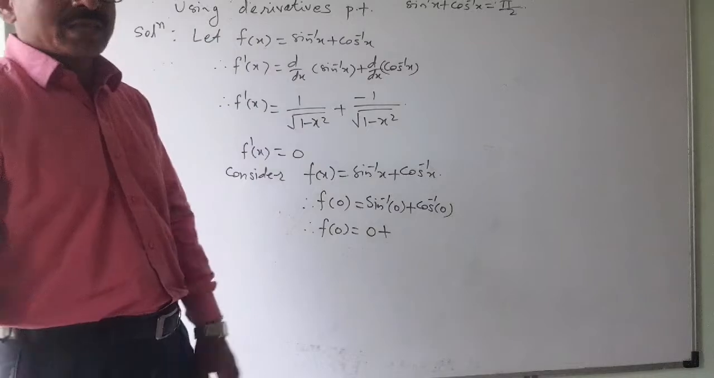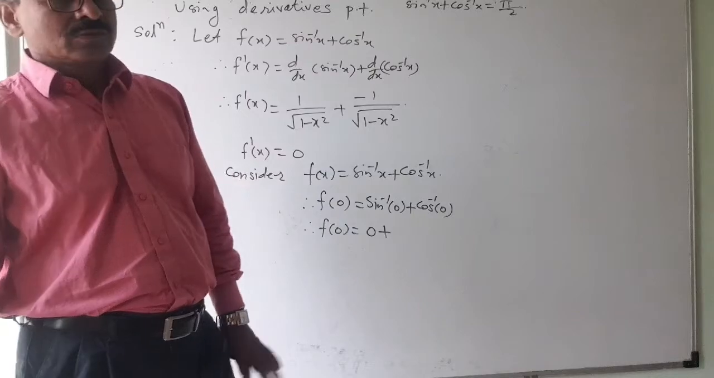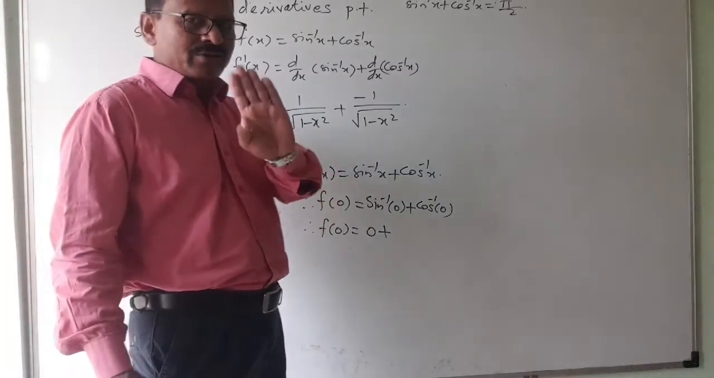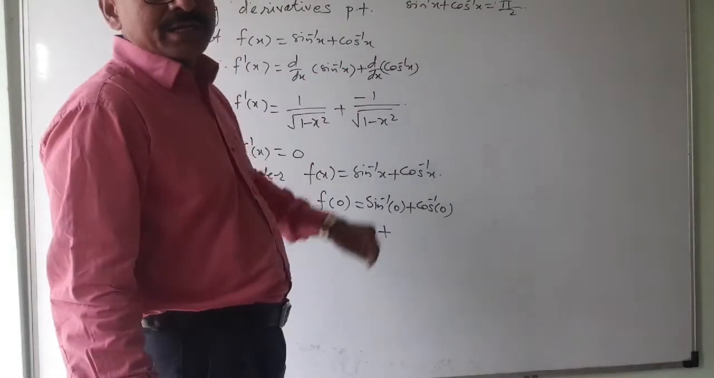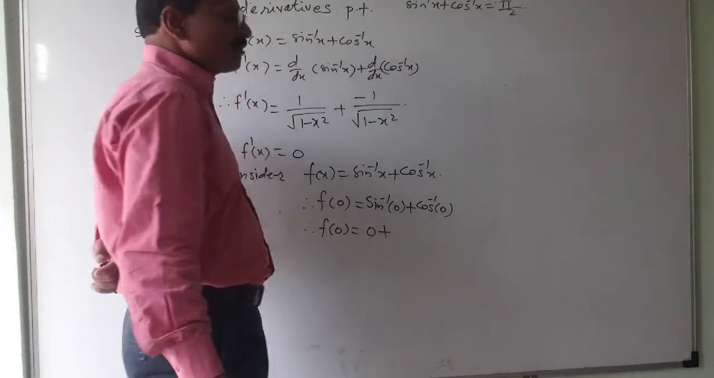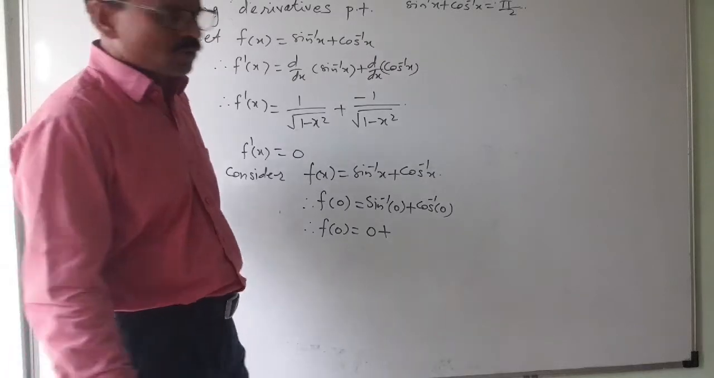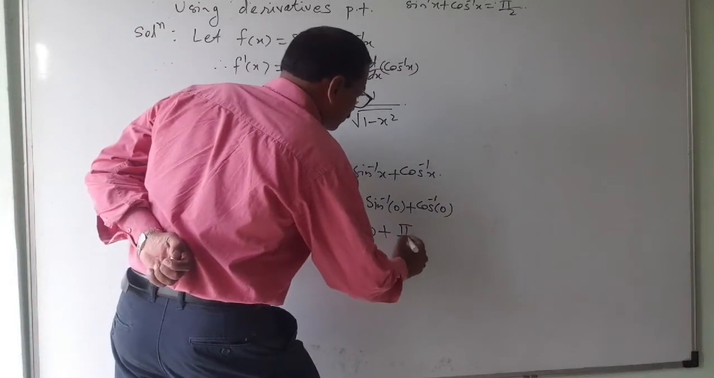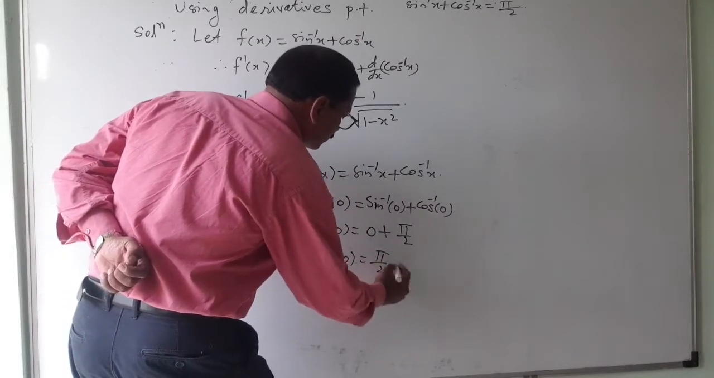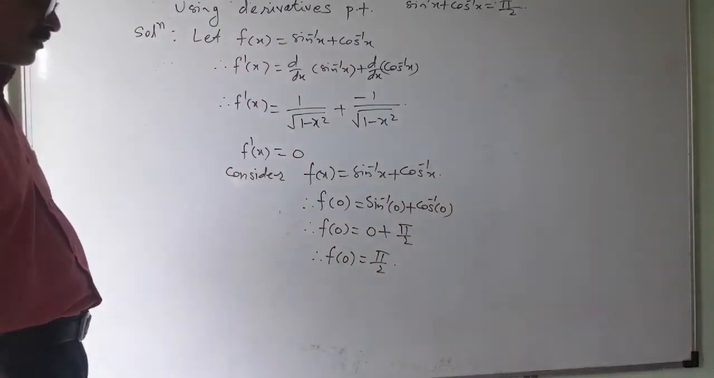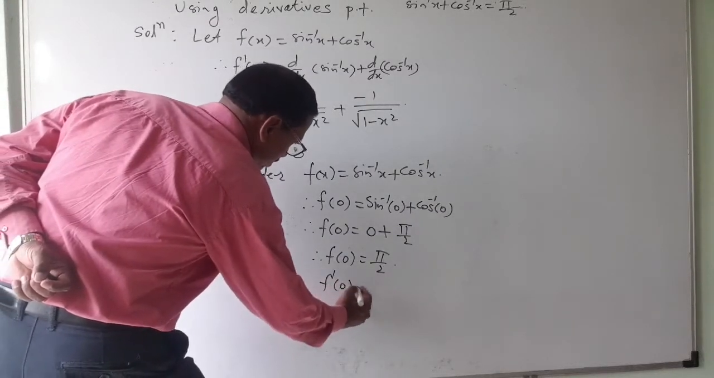And remember one thing, the range of this is minus pi by 2 to pi by 2. Don't forget this. And cos inverse of 0: whose cos is 0? 90 degrees, cos is 0. So this is pi by 2. Therefore f of 0 is equal to pi by 2. F dash of 0, how much will it come? It will come 0. F dash of 0 is equal to 0.